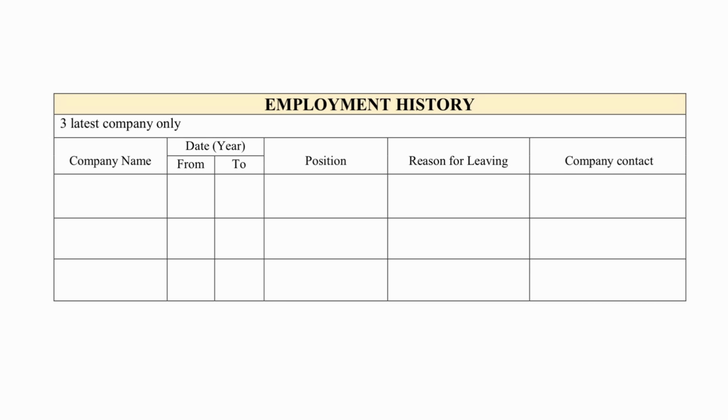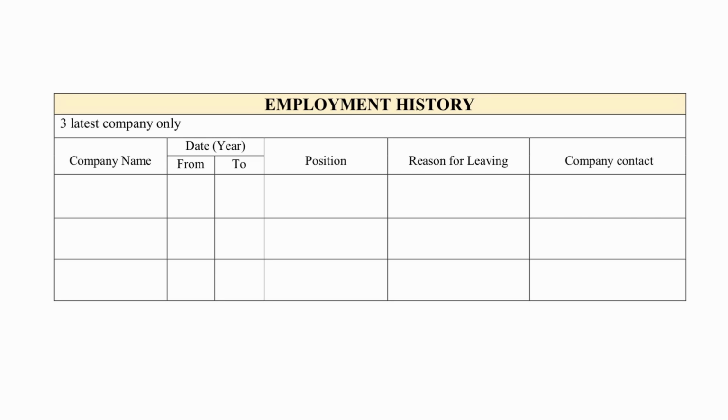Employment history. Employment history is one of the important elements of the hiring process that should not be ignored. The experience and qualifications of a potential hire may be evaluated using this information. In this part, applicants can put their 3 latest companies only.